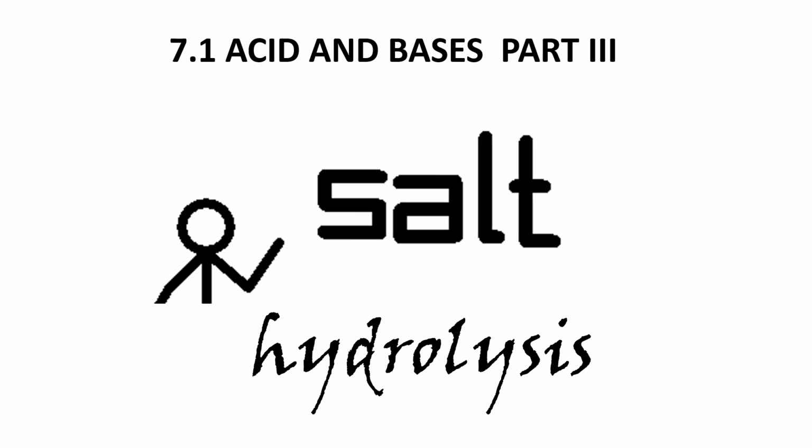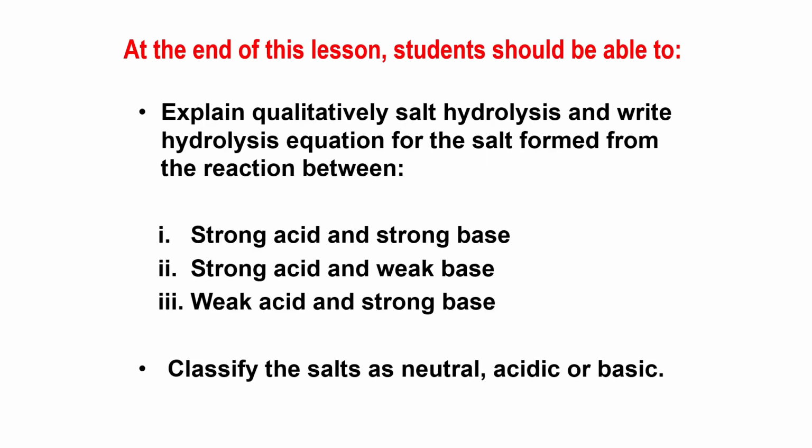In this topic 7.1, acid and base part 3, I'm going to discuss salt hydrolysis. At the end of this lesson, you should be able to explain qualitatively salt hydrolysis and write the hydrolysis equation for the salt formed from the reaction between strong acid and strong base, then strong acid and weak base, and then weak acid and strong base. We are also going to classify the salts as neutral, acidic or basic.